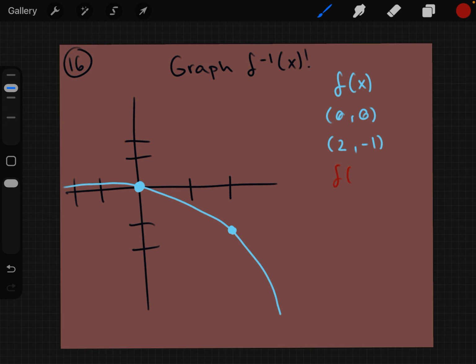For the inverse, you just switch the values around. Get 0, 0, negative 1, 2. So 0, 0, negative 1, 2. That's not a very good arch, but there. Okay? And then they give you pictures, and you just have to pick the right picture. So.